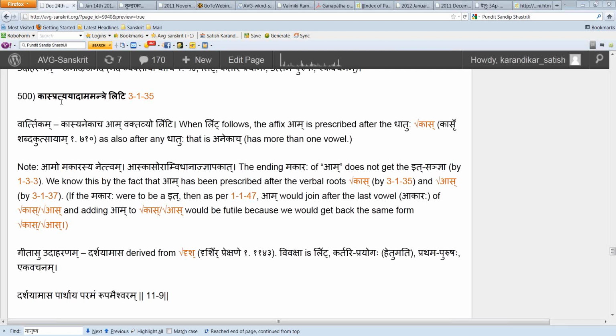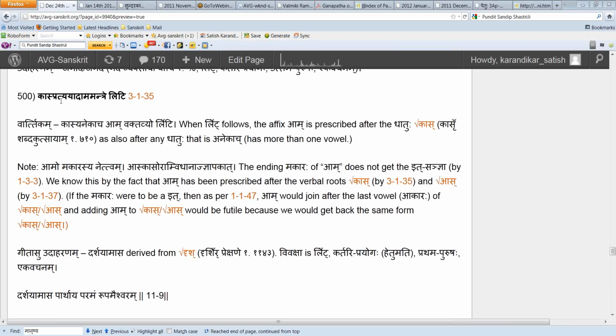It will be useless. The fact that this is happening tells us that the makara in am is not an it. Vidhana samarthyat. Because the fact that Panini has prescribed am to kas tells us that this makara of am cannot be an it. Otherwise it doesn't make any sense. We'll get kas back again.